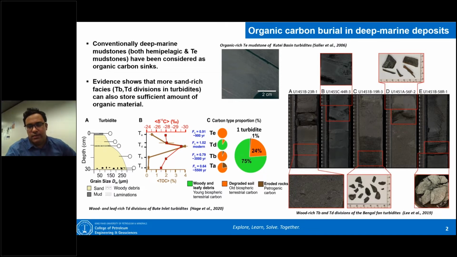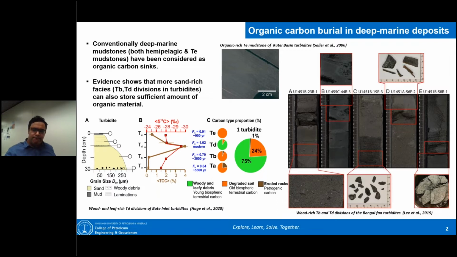storing organic material. But deep water systems are composed of many other flow deposits, like the ones that exhibit mixed behavior or hybrid character. In some settings, they make up a significant part of the deep marine setting, such as distal lobes. So it is important to understand how organic carbon is distributed and what impact these burial processes can have on the organic matter.